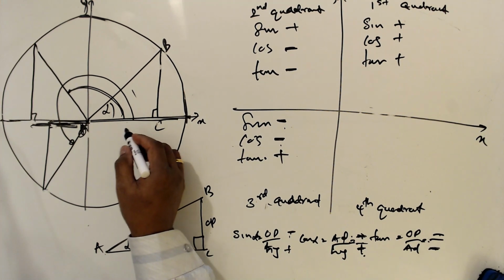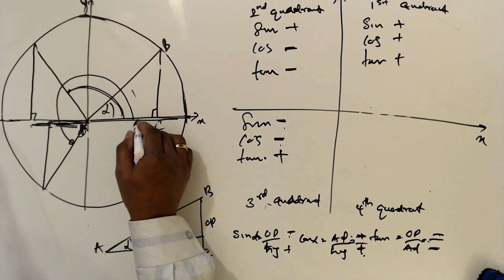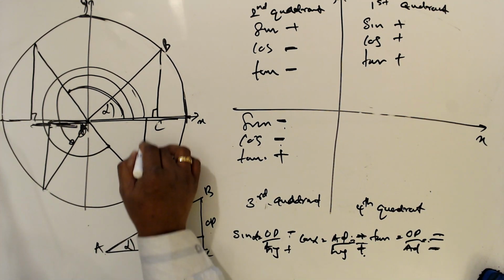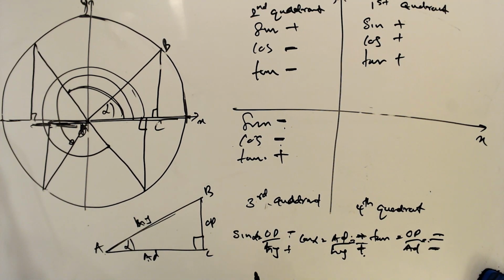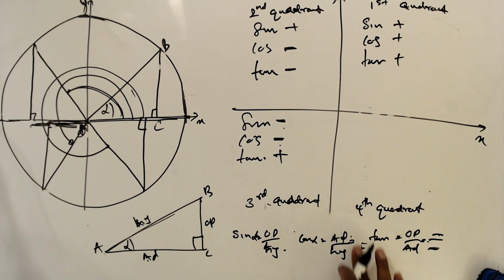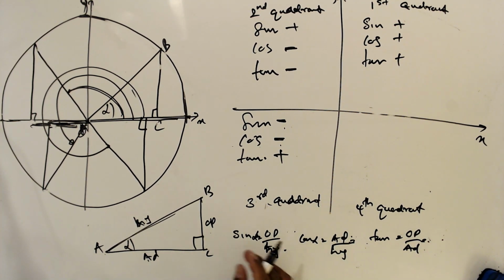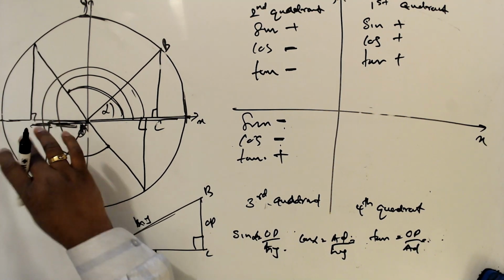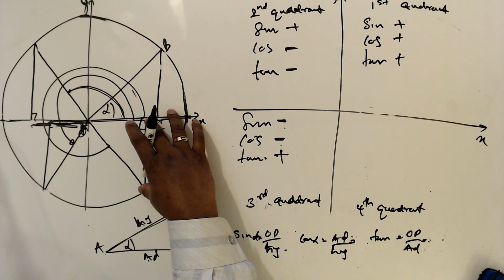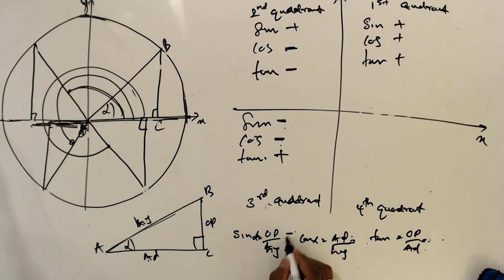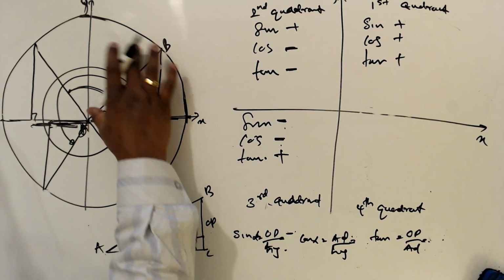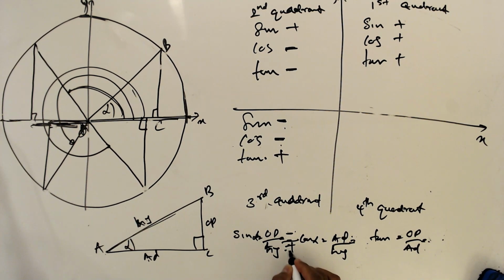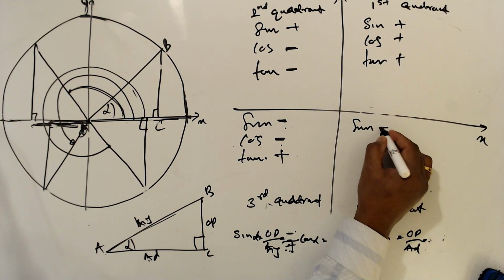Now we'll extend it further. I'm going to extend it up to here. Sine means opposite divided by hypotenuse. This is opposite, and this is opposite again. This is negative again. Now hypotenuse is the radius, always positive. So negative divided by positive, sine is negative.